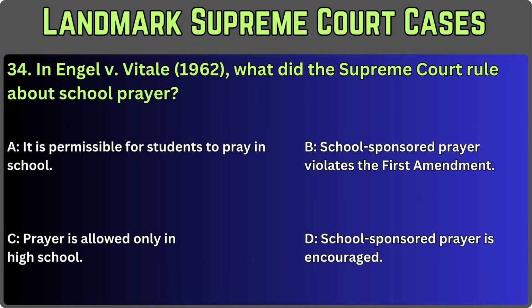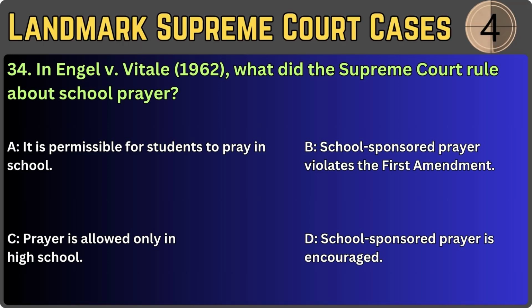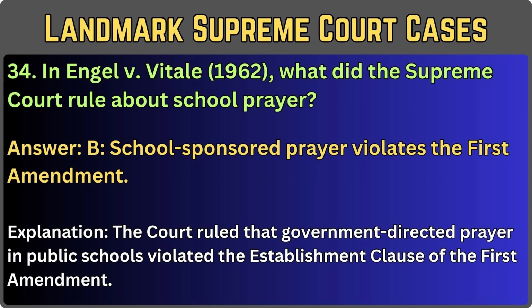34. In Engel v. Vitale, 1962, what did the Supreme Court rule about school prayer? A. It is permissible for students to pray in school. B. School-sponsored prayer violates the First Amendment. C. Prayer is allowed only in high school. D. School-sponsored prayer is encouraged. Answer. B. School-sponsored prayer violates the First Amendment. Explanation. The court ruled that government-directed prayer in public schools violated the Establishment Clause of the First Amendment.